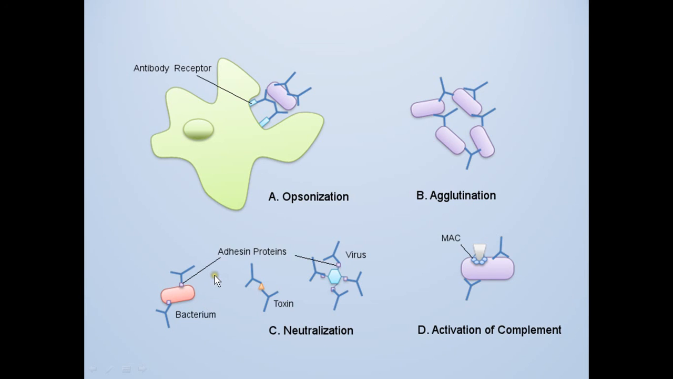to target tissues. In some cases, it will cause the antigen to agglutinate. And finally, some antibodies will activate the classical path of complement.